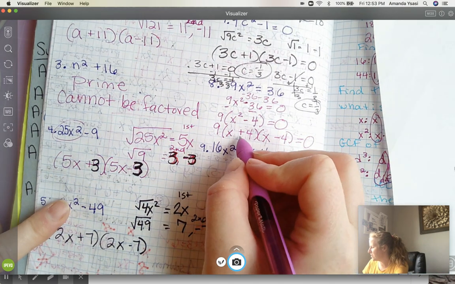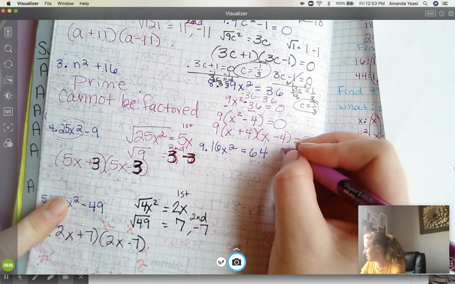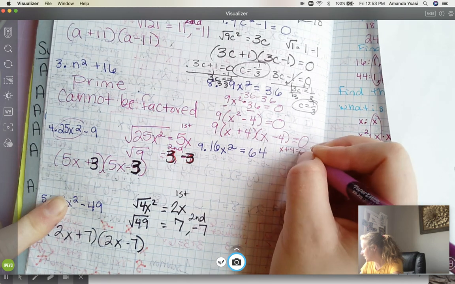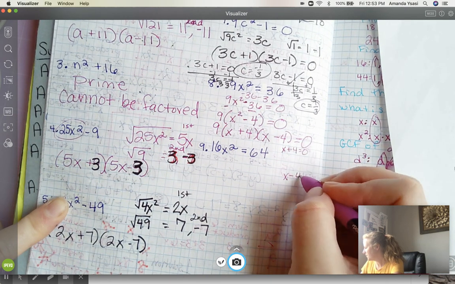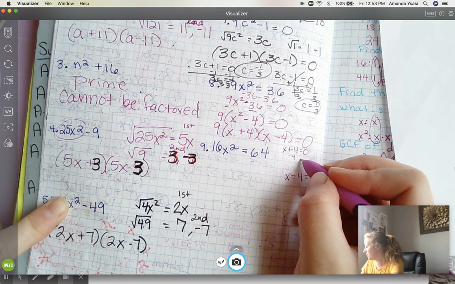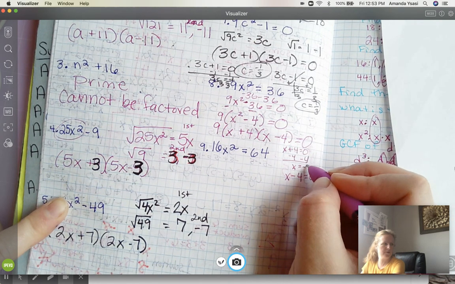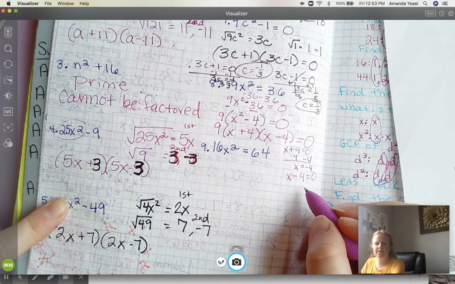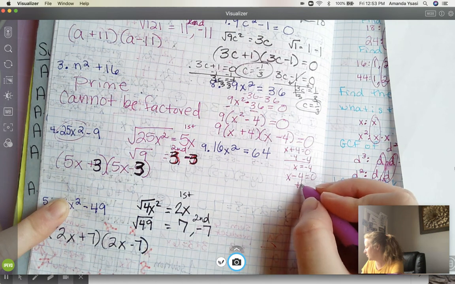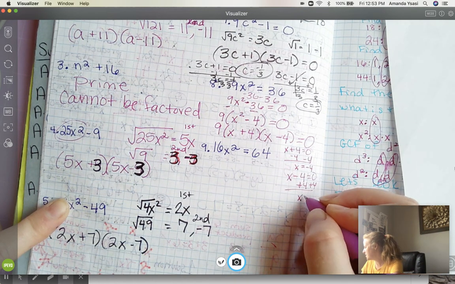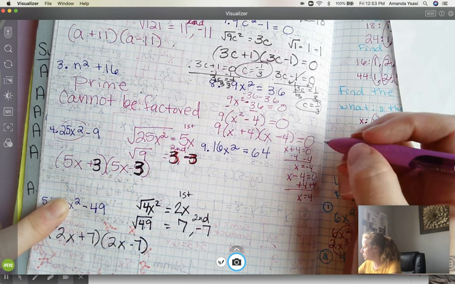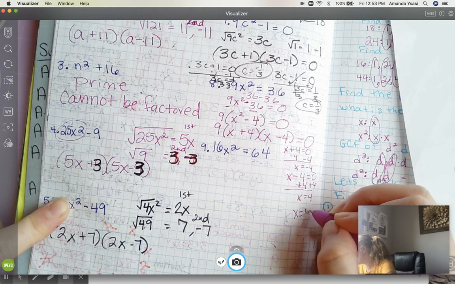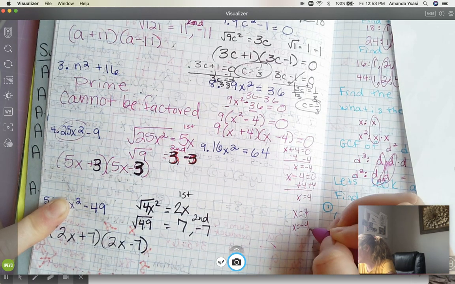So x plus 4 equals 0 and x minus 4 equals 0. So minus 4, so x equals negative 4. And then plus 4 here, x equals 4. So our two solutions are x equals 4 and x equals negative 4.